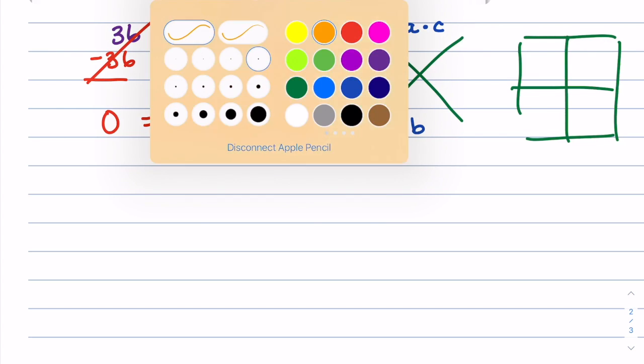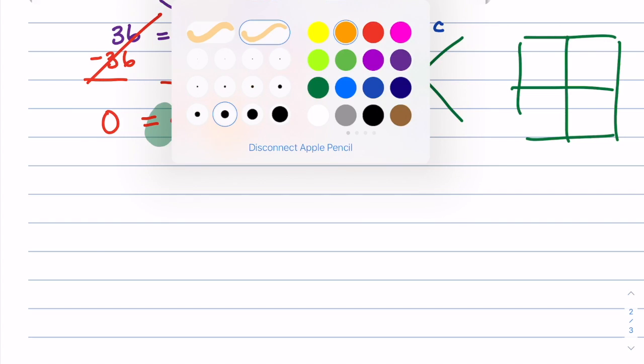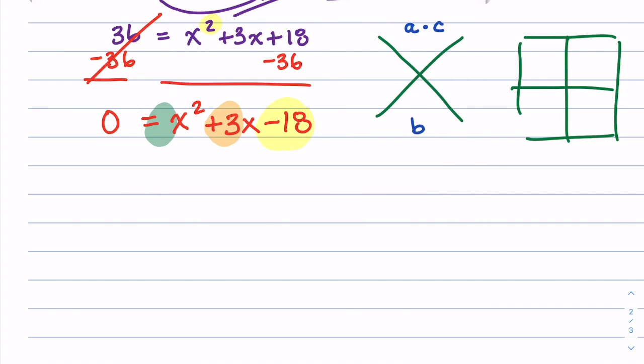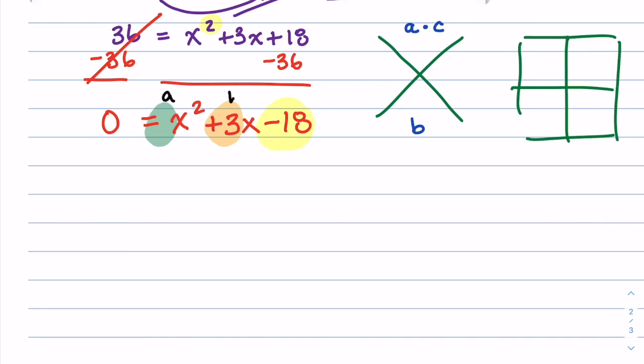So where's your A, B, and C? Those are going to come from these numbers in front. So this value is A, this value is B, and this value is C. So we have A, we have B, we have C. And A in this case is 1. So for A times C, it's going to be 1 times negative 18, which is negative 18. And for B, it's going to be 3.